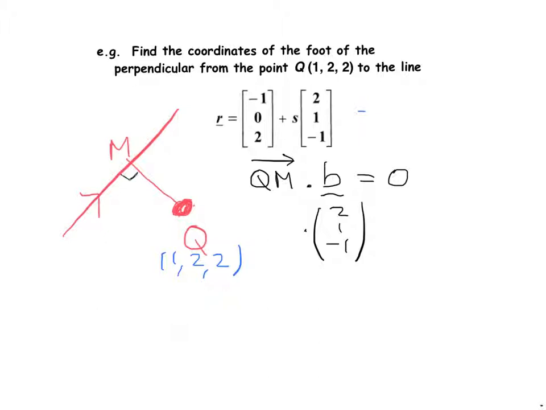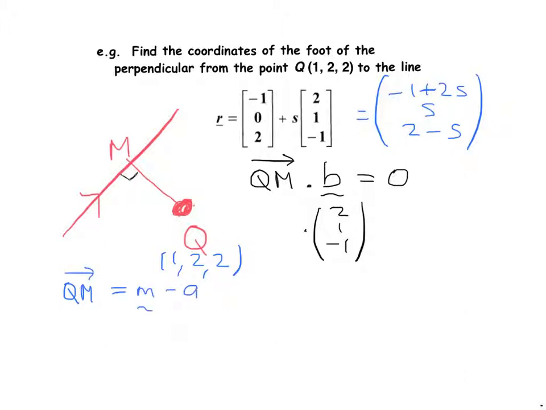That would be, for the x coordinate, -1 plus 2s. Remember, s is a scalar. For the y coordinate, 0 plus s, and 2 minus s for the z coordinate. So if I plug in different values of s, that gives me different points on the line. That's the coordinates of M, any general point on the line. So if I want to go from Q to M, we remember the little formula: that's just M minus Q, where M and Q are the position vectors of the points M and Q.